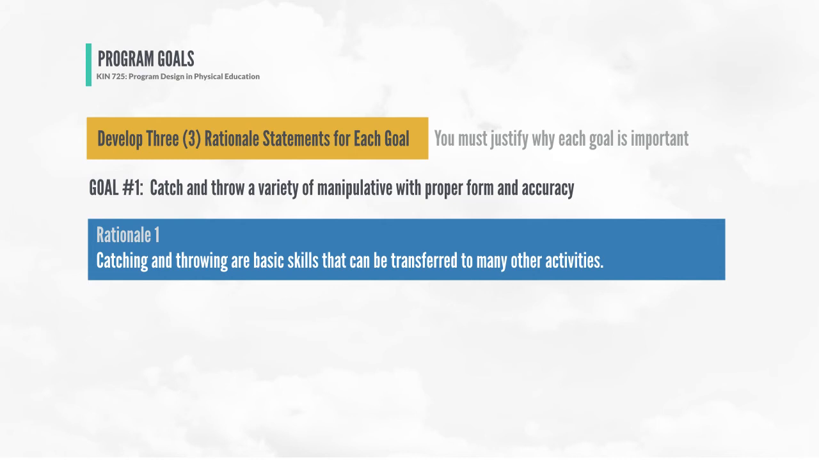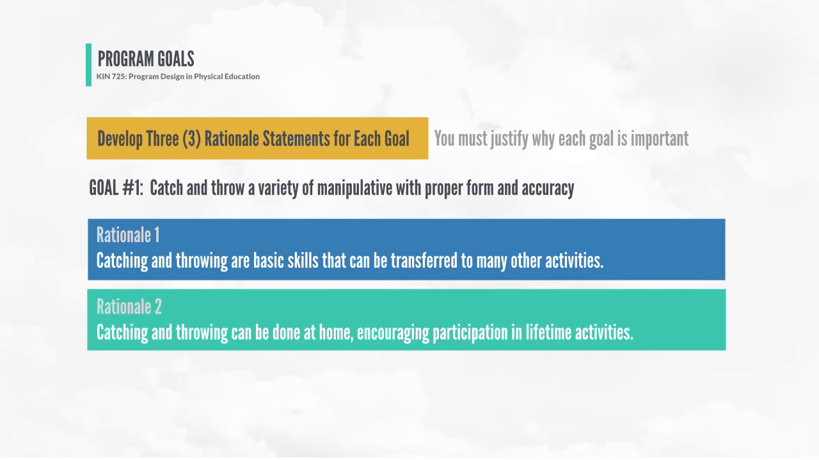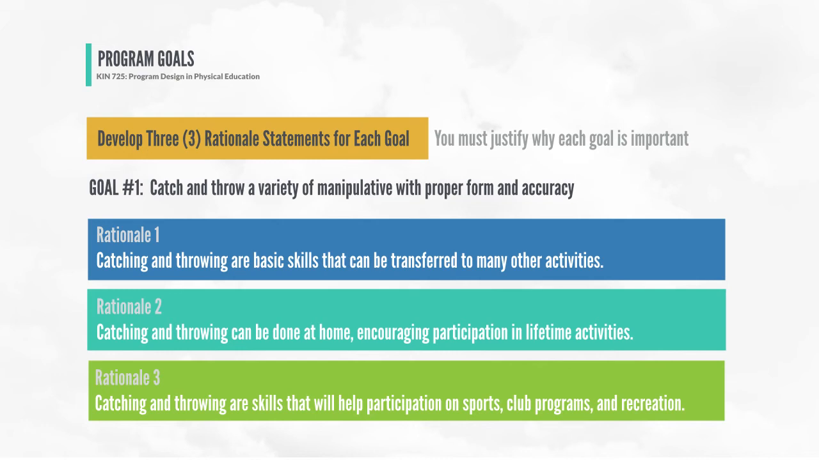Rationale statement number 2, catching and throwing can be done at home, encouraging participation in lifetime physical activities. And rationale number 3, catching and throwing are skills that will help with participation on a sports team and club programs and even for recreational enjoyment. So you'll continue to develop 3 rationale statements for each individual goal you've developed. And you can see that once this is done, you're going to have an extensive list of items.